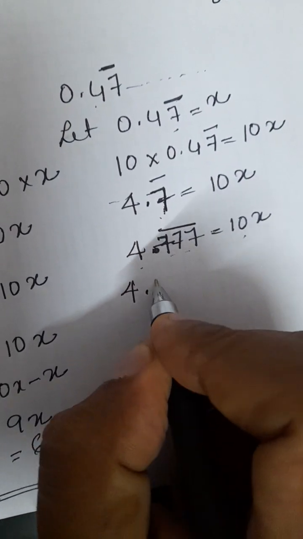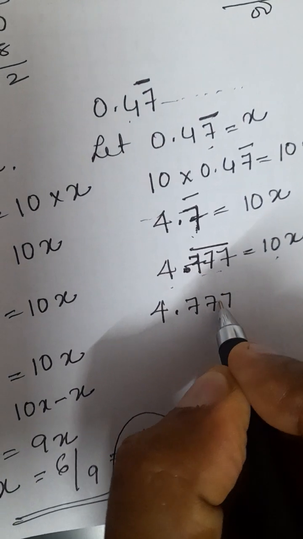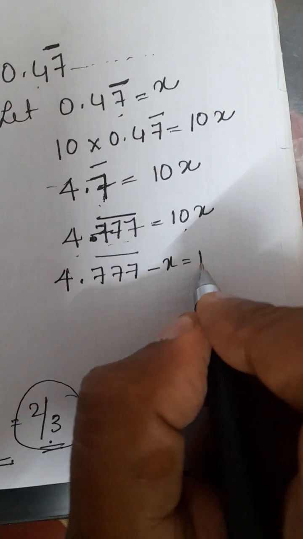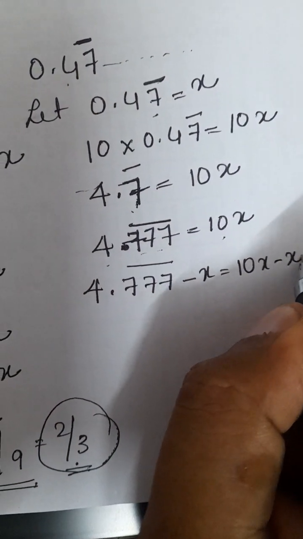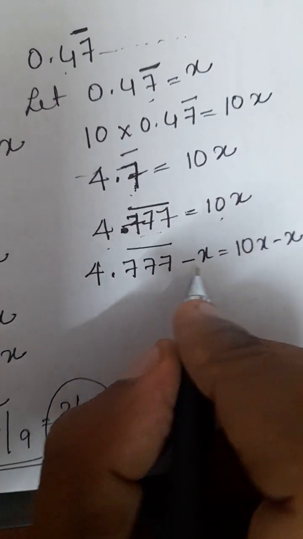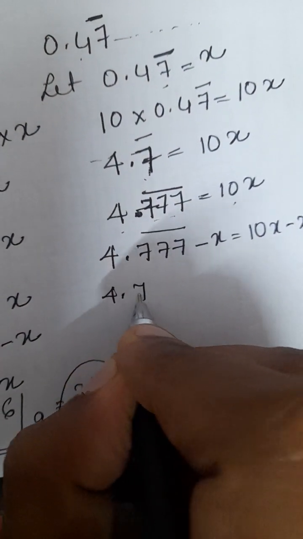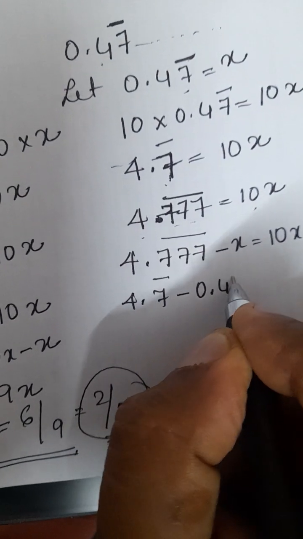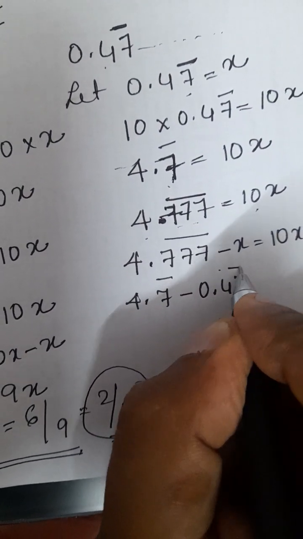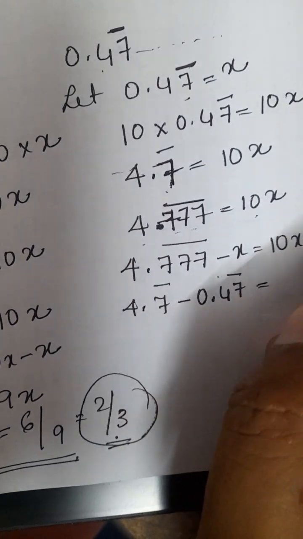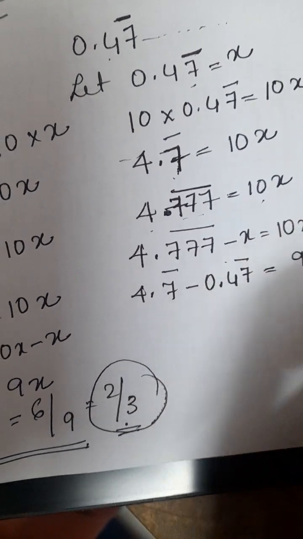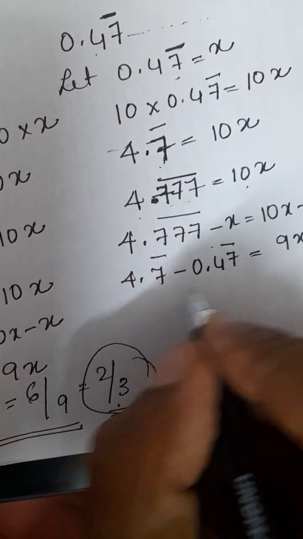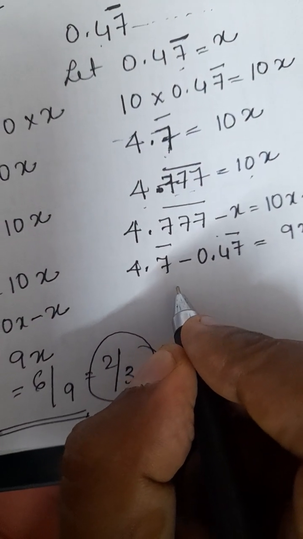So 4.777 bar minus x is equal to 10x minus x. Okay, so this x is nothing but 4.7 bar minus 0.47 bar, is equal to how much? 9x. Okay, so if I do this, what will happen? What will I get?